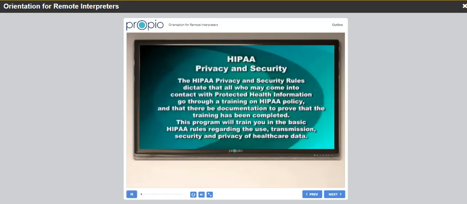The HIPAA privacy and security rules dictate that all who may come in contact with protected health information go through a training on HIPAA policy, and that there be documentation to prove that the training has been completed. This program will train you in the basic HIPAA rules regarding the use, transmission, security, and privacy of healthcare data.